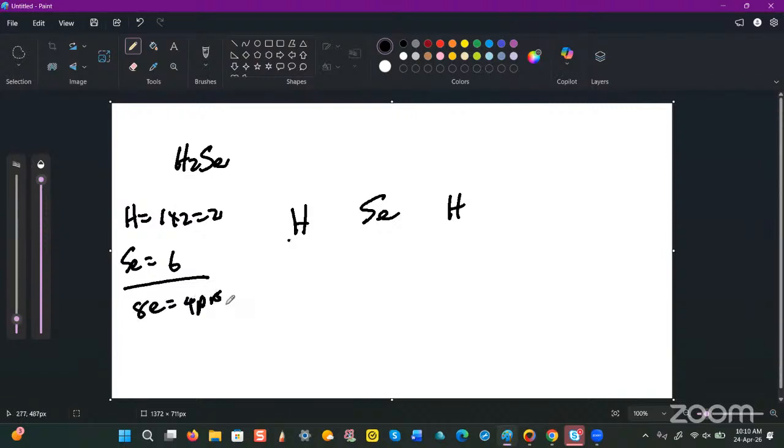And then we start assigning the electrons. This is the arrangement here. We put the bonding pairs first, 1, 2. So we have 2 pairs to assign. Now the question is, where will those pairs go?